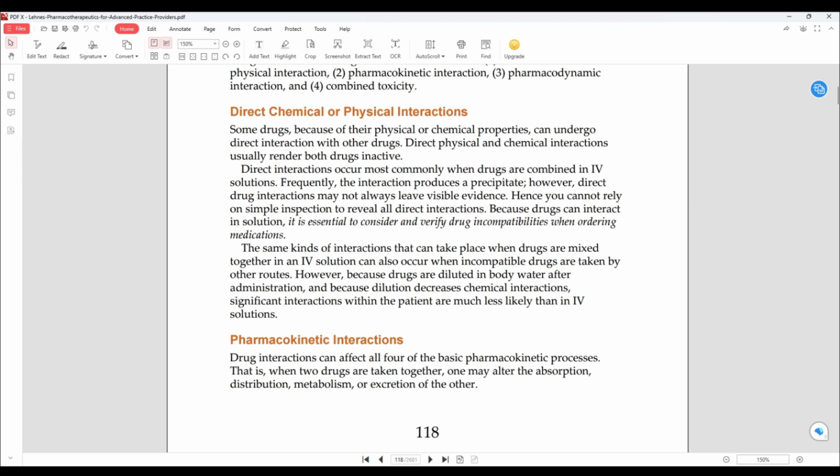Because drugs can interact in solution, it is essential to consider and verify drug incompatibilities when ordering medications. The same kind of interactions that can take place when drugs are mixed together in an IV solution can also occur when incompatible drugs are taken by other routes. However, because drugs are diluted in body water after administration, and because dilution decreases chemical interactions, significant interaction within the patient is much less likely than in an IV solution.